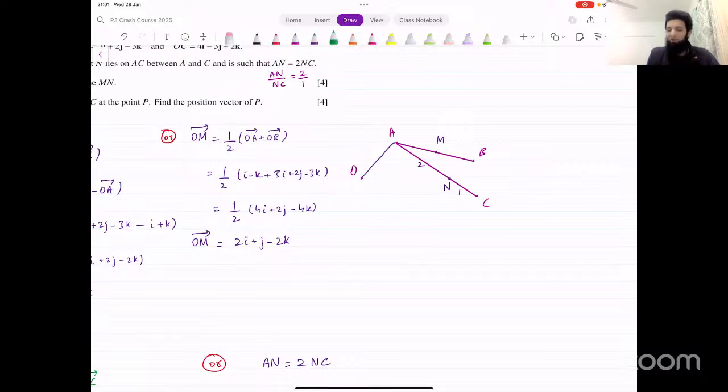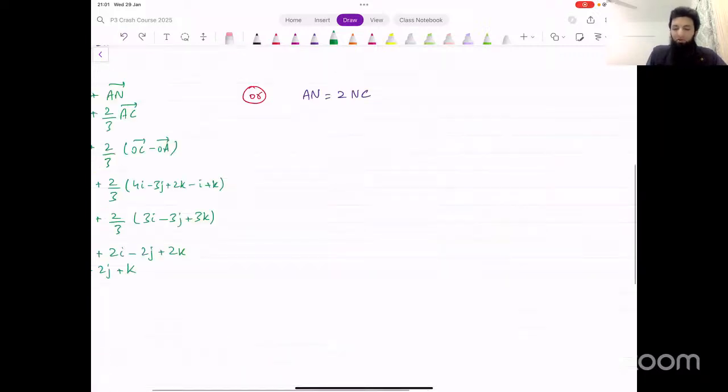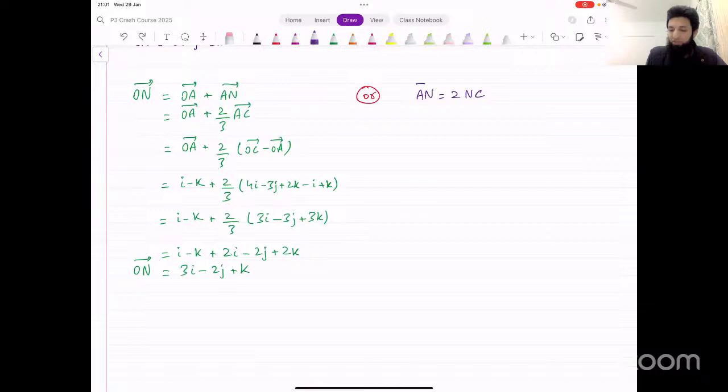But since we know N lies on the line AC, their directions are also the same, right? AN and NC have the same directions. If the magnitudes have this relation, the vectors should also have the same relation. So we could use it to find the vector ON using this ratio as well. We can say AN vector should equal 2 times NC vector. And now we can write this as ON minus OA on the left side. On the right side, we have OC minus ON.